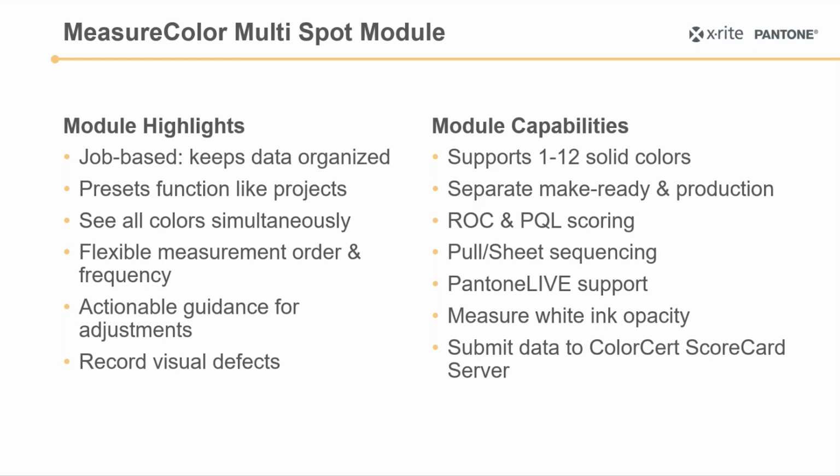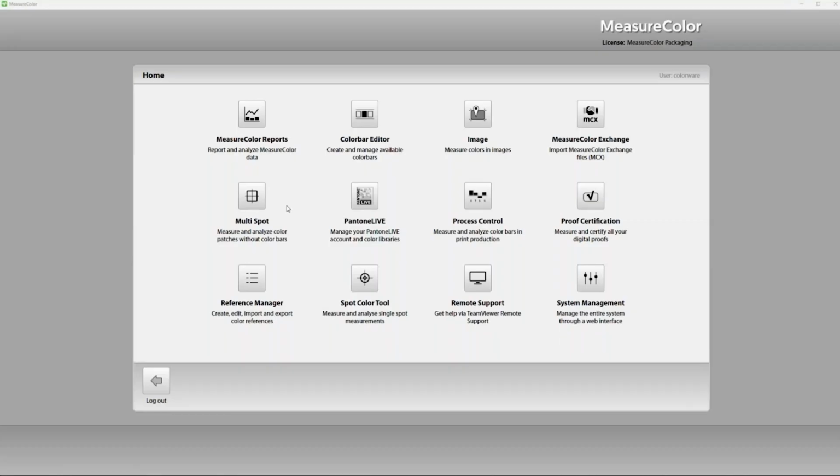In addition to all this, Pantone Live is supported in MeasureColor, so another big improvement from Color Master. You can also measure white ink opacity if you're printing in a flexographic process where knowing the transparency of the white ink is important to you. Finally, if you have a brand quality system where you're requested to submit data to a color cert scorecard server, the Multispot can do that as well. So let's see how it works.